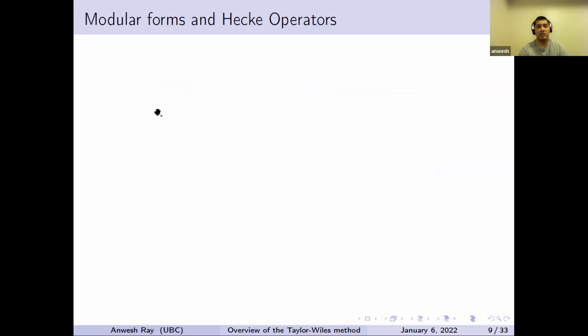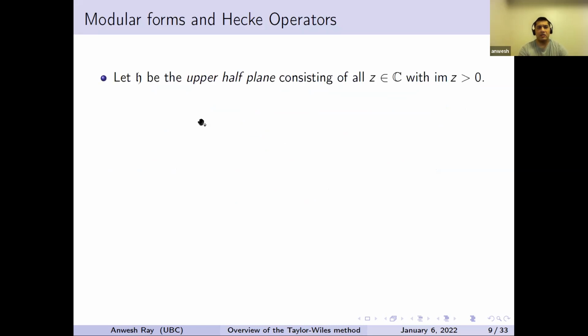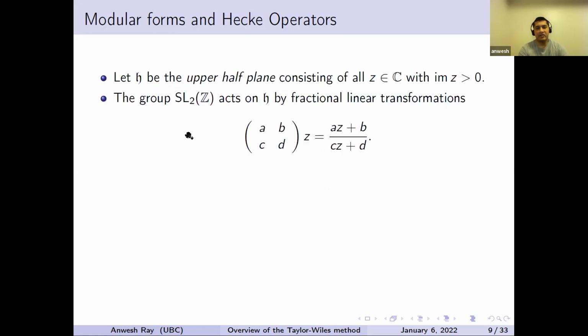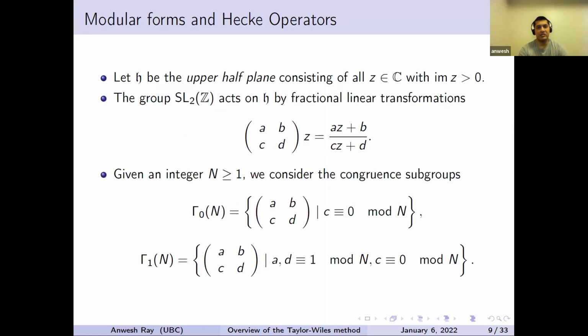Now let's talk about modular forms and how we get Galois representations from modular forms. So first of all, let H be the upper half plane, and SL2Z acts on the upper half plane by fractional linear transformations. And consider the following congruence groups. So gamma naught of N consists of all matrices in SL2Z which reduce to upper triangular matrices modulo N. And gamma 1 of N consists of all matrices which reduce to unipotent matrices modulo N. So gamma 1 of N is a subgroup of gamma naught of N.